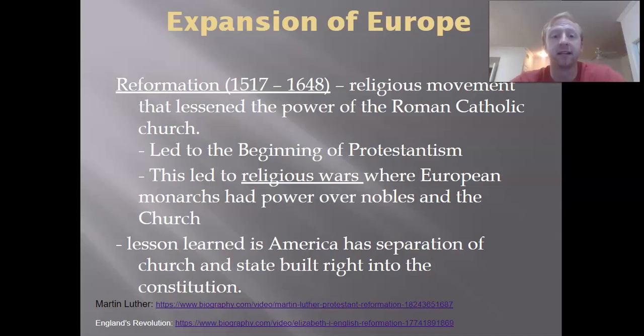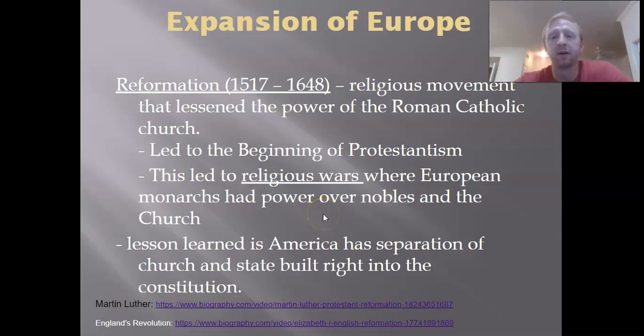This is a religious movement that lessens the power of the Catholic Church, right? So as you guys know, there's a lot of problems in the Catholic Church. It's been going on for a long time, right? This leads to a beginning of Protestantism. You ever heard of Protestant? They came out of this movement. This leads to religious wars. And when I mean wars, like lots of Catholics killing lots of Protestants. Okay, it was not a pretty time. This was a war where European monarchs had power over nobles in the church.